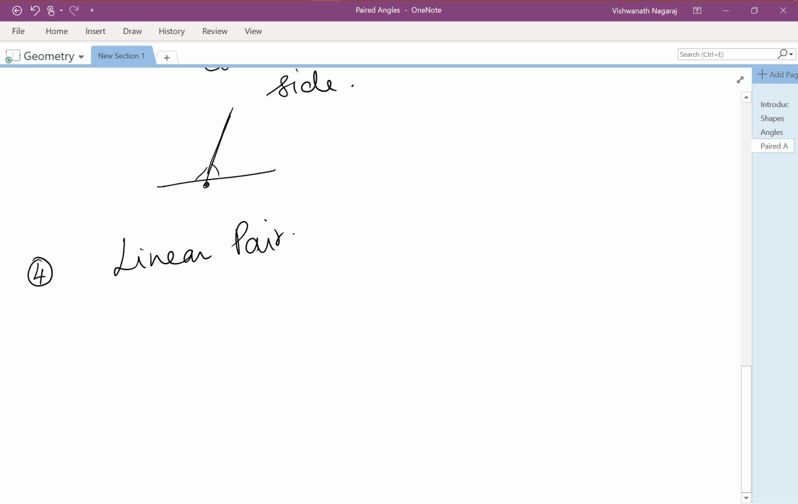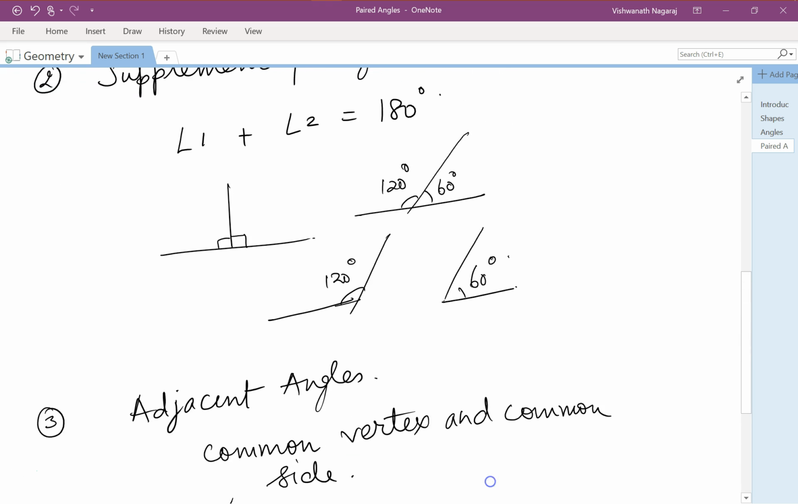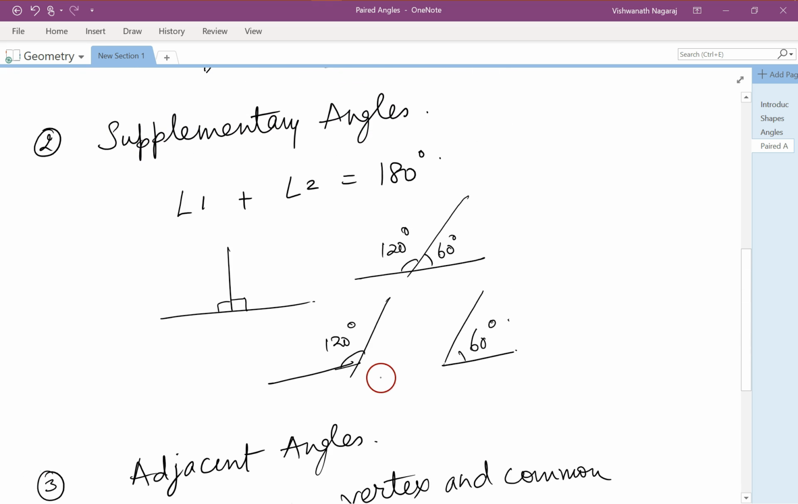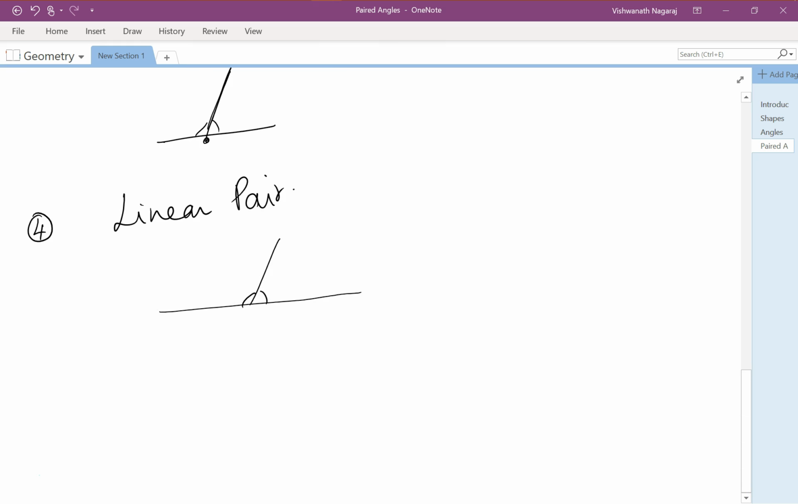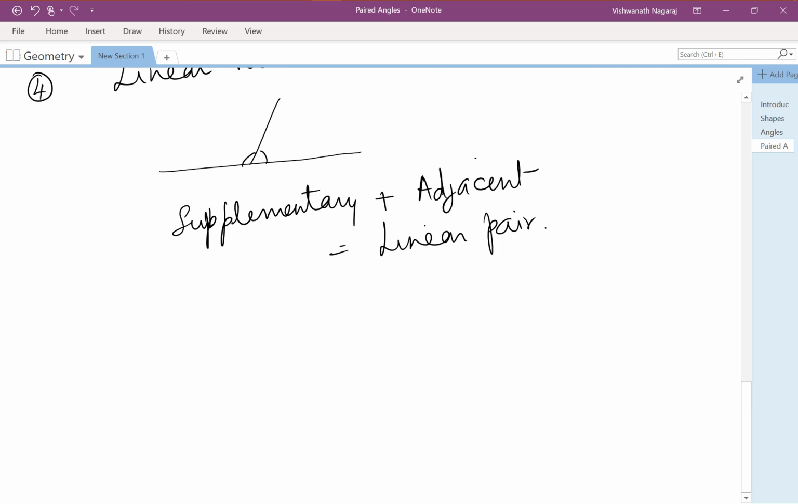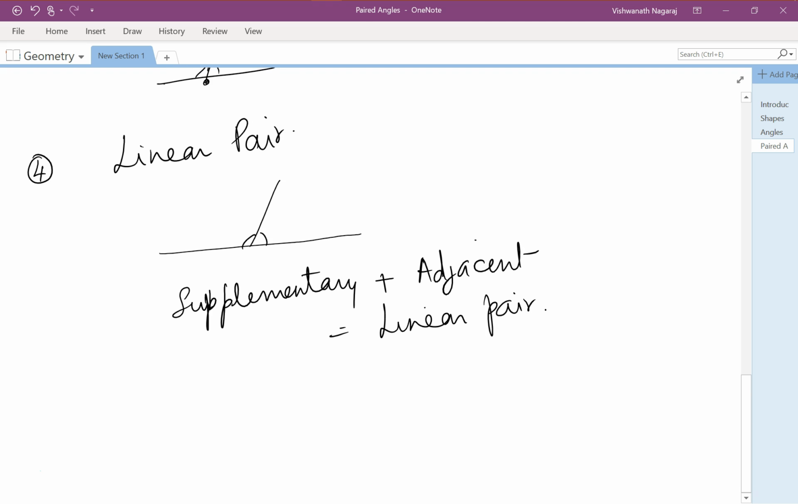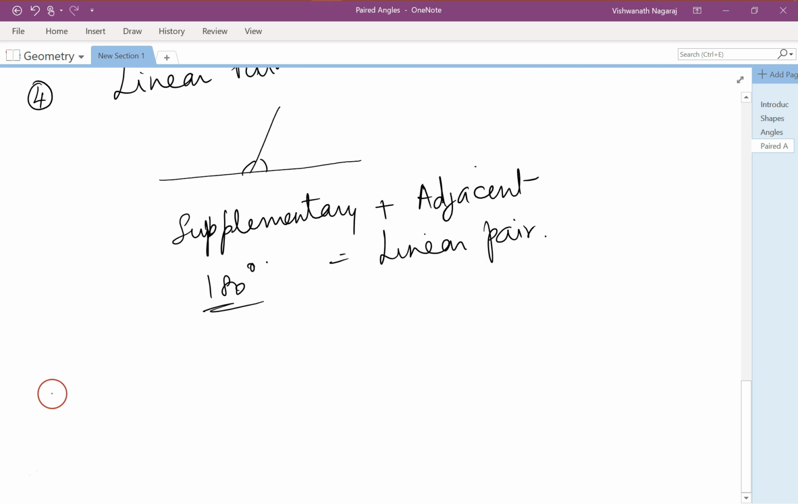Linear pair. Now, linear pair is two angles which sum up to 180 degrees. So something like this. Now you might wonder what is the difference between linear pair and supplementary angles. Now the difference is supplementary angles can be separate, whereas linear pair will always be together. So supplementary plus adjacent equal to linear pair. Okay. Remember, they also sum up to 180 degree because it is supplementary. Linear pair will always be 180 degree.